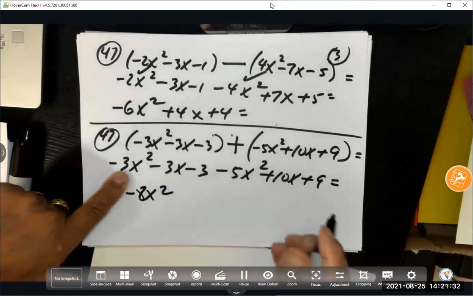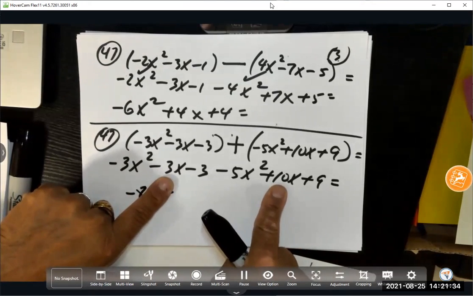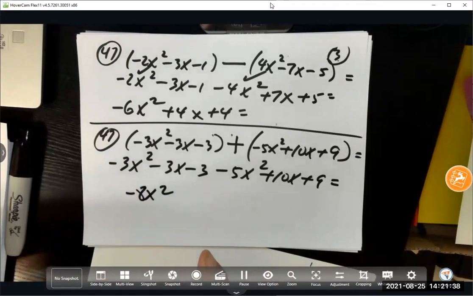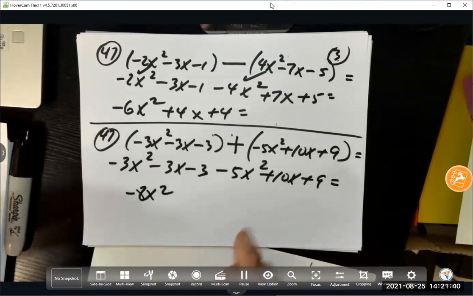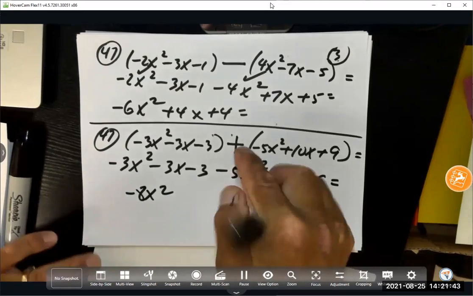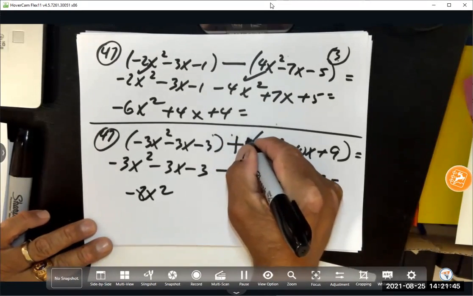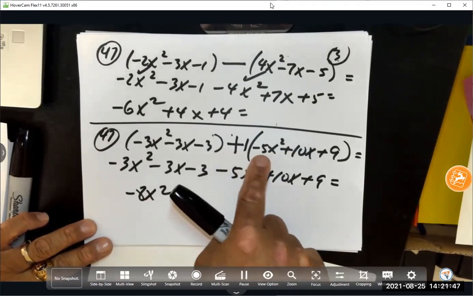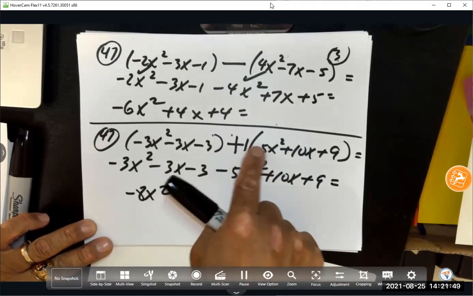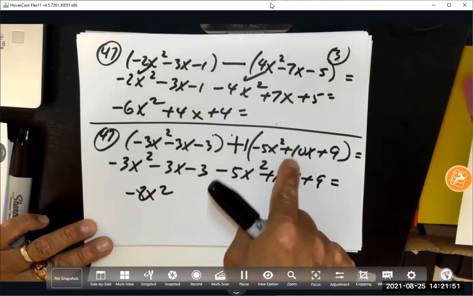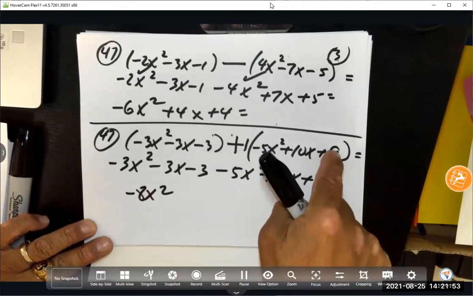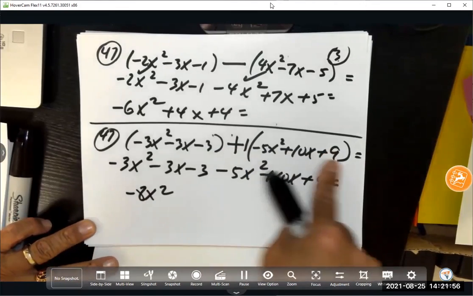All right, how about this one? Negative 3x and a plus 10x. Wait, sir, I have a question. Sure. How come the middle didn't change, the addition? Because this is like saying positive 1 times this, it's the same thing. Positive times positive is a positive. And then the positive times positive, positive. So this one doesn't change anything.